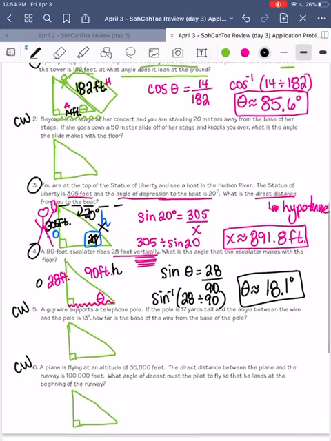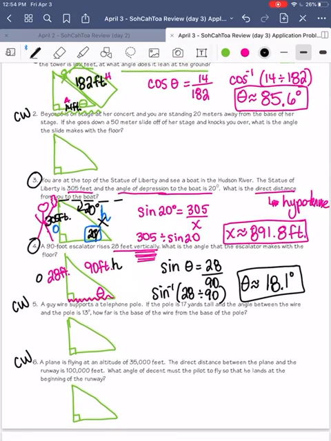All right, so I want you to try 2, 5, and 6 and send them to me. And really try to read your context clues. Let's kind of go through these really quickly. If she goes, Beyonce is at her concert, you were standing 20 meters away from the base. So here's your keyword. If she goes down a 50-meter slide, so slide is a keyword. Think about how that looks like on a playground. What is the angle? So there's what you're looking for. The slide makes with the floor.